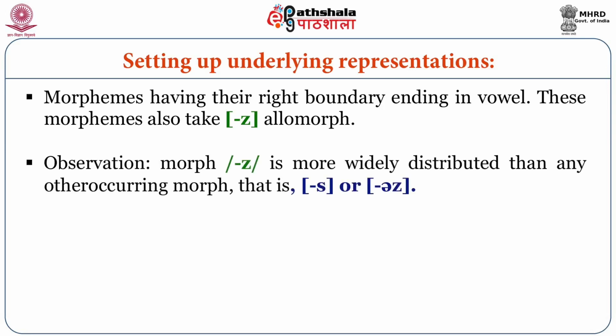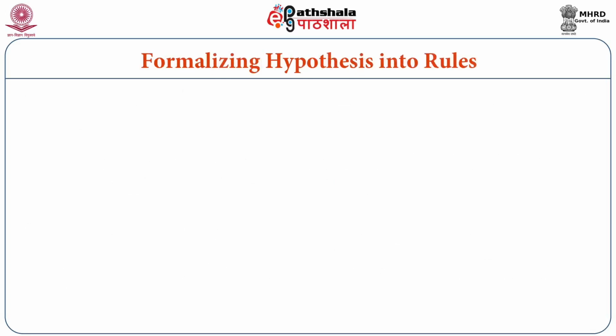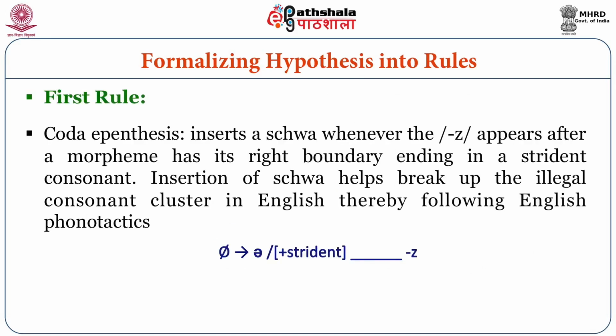So the observation is that morph z is more widely distributed than any other occurring morph, that is, s or is. The hypothesis is that morph z is possibly the underlying morph, that some morphophonemic rules are active in converting z into s and is. In the absence of these rules, z manifests itself on the surface as z. Formalizing the hypothesis into rules. Now coda epenthesis. It inserts a schwa whenever the z appears after a morpheme that has its right boundary ending in a strident consonant. Insertion of schwa helps break up the illegal consonant cluster in English, thereby following English phonotactics.